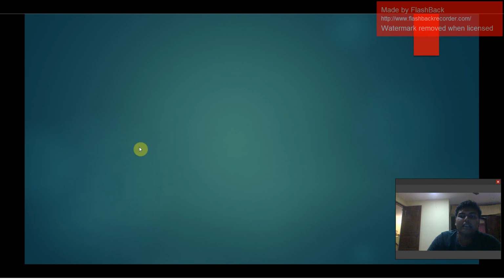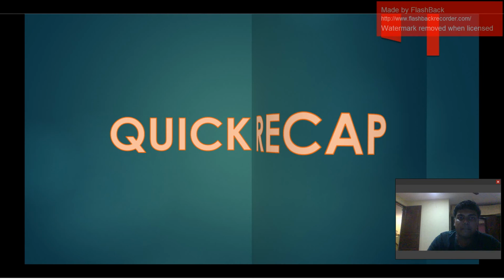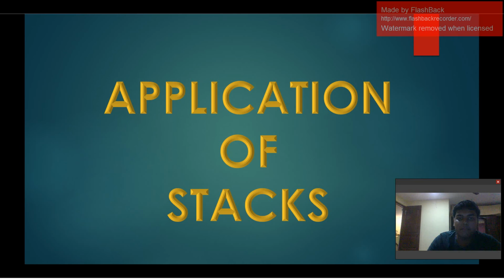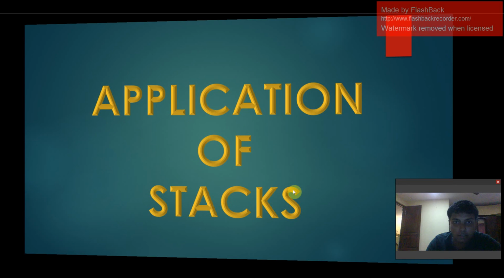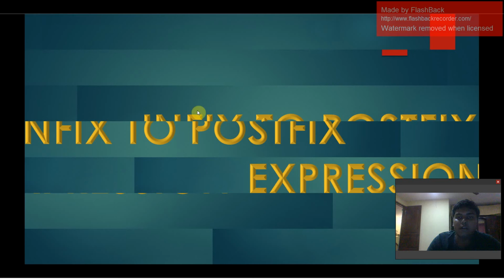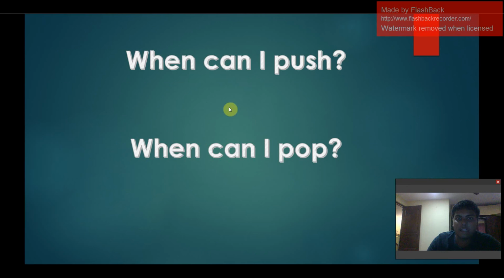Now let us have a quick recap of this. First, dealing with application of stacks, what was the thing I first discussed? How to convert an infix expression to postfix expression. In this push condition, this is very important: top is fixed to -1 means it's empty. When the stack is complete, nothing is there, I can push. If it is full, I cannot put anything inside. So that thing you have to check. This is the initial thing.